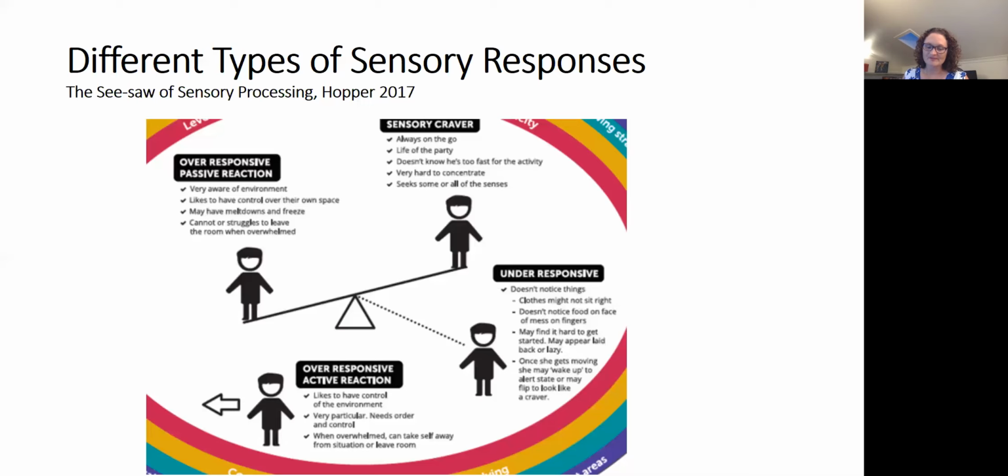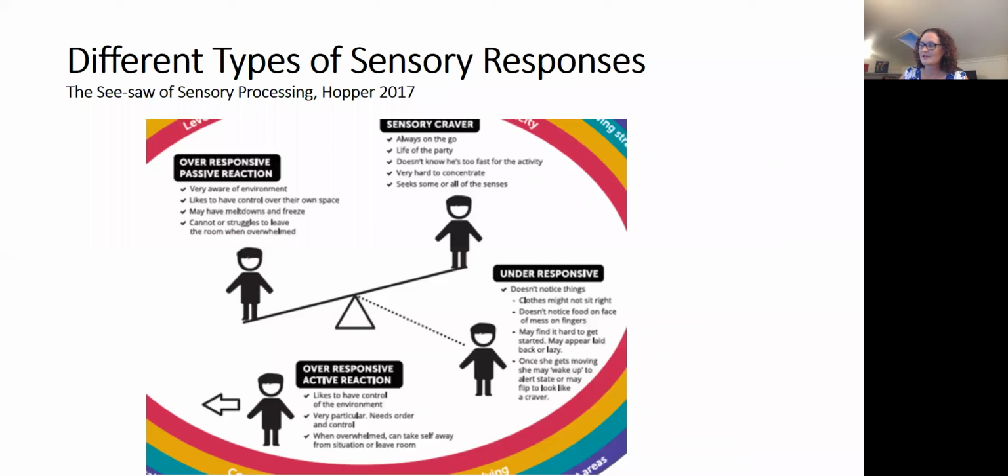The other flip side of that is the child who's under-responsive. These kids often don't notice things, or they need lots more sensory information to be able to notice. For these kids, the clothes might not sit right. They don't notice that their clothes are skewed around and not tucked in, or not hanging straight. They may not notice mess on their hands, or that their hands are dirty after playing on the playground. They might find it hard to get started. They're sometimes tired and lethargic, and they need lots and lots more sensory information to wake them up so they can be in that just right zone.